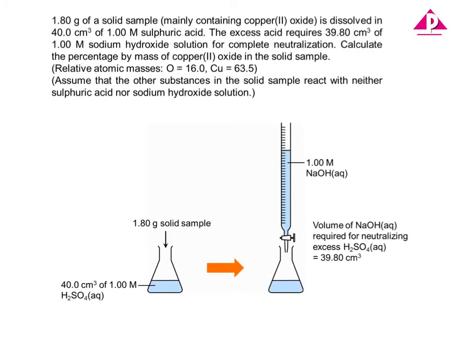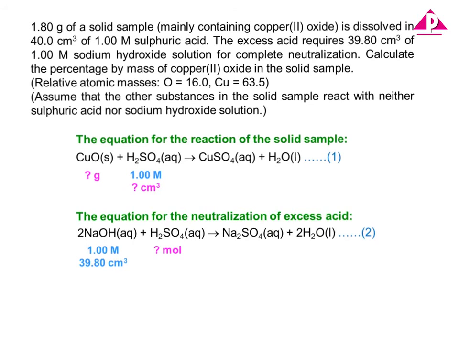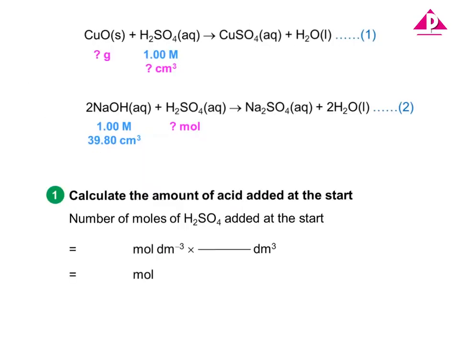We have to first dissolve 1.80 grams of the sample in 40 cubic centimeters of 1 molar sulfuric acid. The acid is in excess. The excess acid is then back titrated with a 1 molar sodium hydroxide solution. It is found that 39.80 cubic centimeters of the sodium hydroxide solution is required for complete neutralization. The question involves two reactions which can be represented by these two equations.